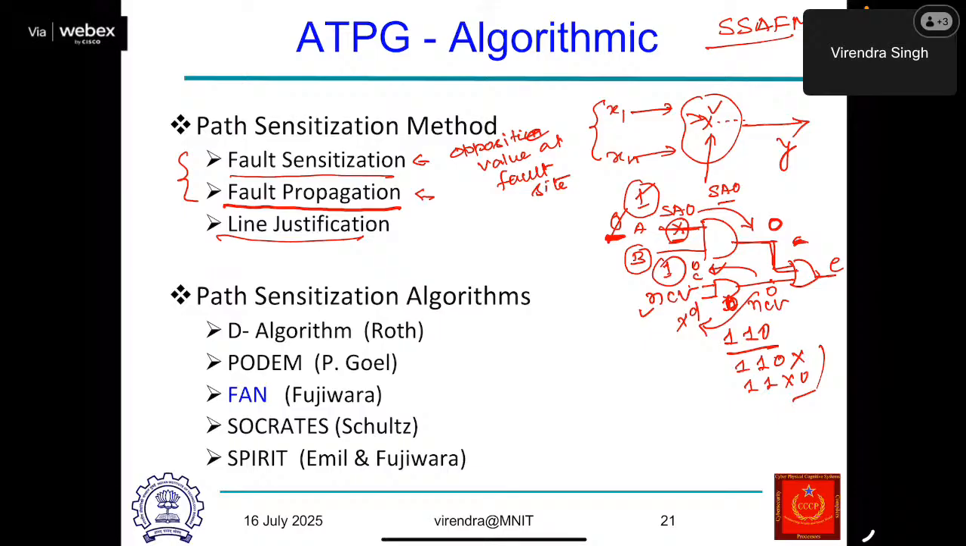because you have to go all the way to the primary input, all the way from the fault site, or the gate wherein you need to justify a value, to the primary input, and apply that value at the input. I'm just summarizing whatever was discussed in the last class. So these are the three steps you have to take. All the algorithms which are developed are based on this principle: you have to sensitize the fault, propagate the fault, and justify the unjustified values at the intermediate points in the circuit.